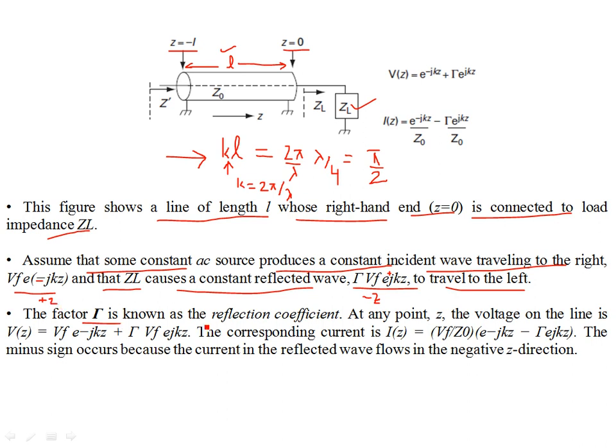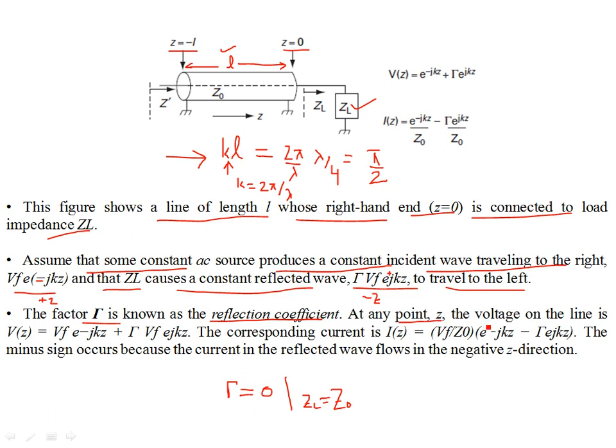The factor gamma, as I mentioned earlier, is the reflection coefficient. Gamma can only be 0 if you don't have any reflection. That means under the condition that ZL is Z0, gamma is 0, no reflection, maximum power transmission. This is what we desire, but this is not the case. So gamma is not equal to 0 if ZL is not equal to Z0.